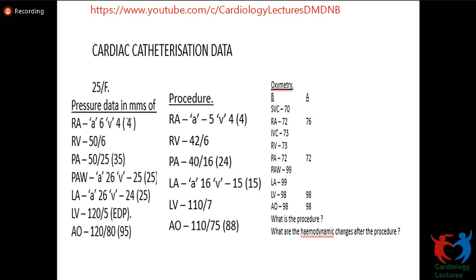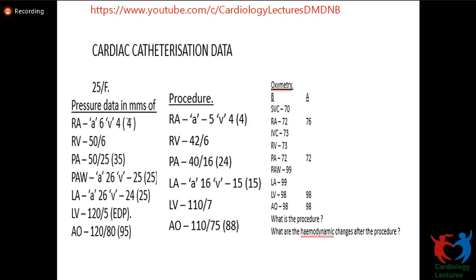Okay, very good. Then LA pressure, A wave is 16 and V wave is 15. There is a 10 millimeter reduction after the procedure. Very good. Then LV is 110, diastolic is 7. There is a significant reduction in the gradient between LA and LV, 10 millimeters of mercury. And aortic pressure is normal.